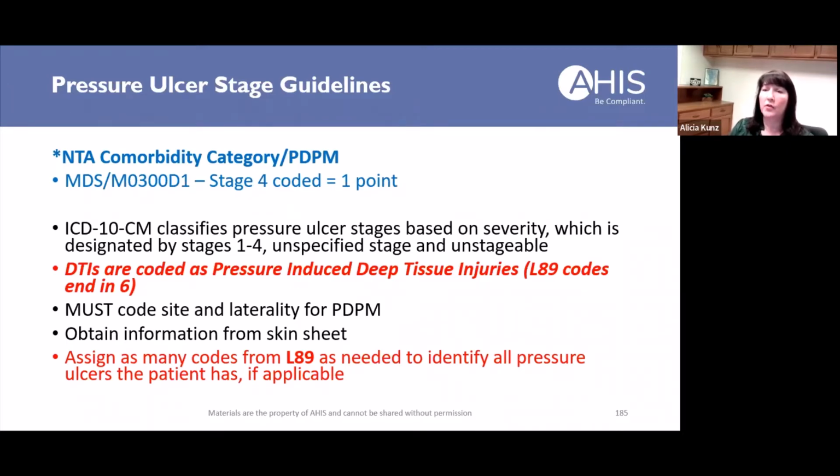So for NTA purposes, stage 4 pressure ulcers will get you 1 point. And that would have to be checked off on M0300D1 on your MDS. And you would also want to make sure that the appropriate L89 code is on your diagnoses list. And make sure that you're coding all pressure ulcers that the resident has. Some facilities, for some reason, don't tend to code the stage 1s, but it is important that we are coding all that are being treated.